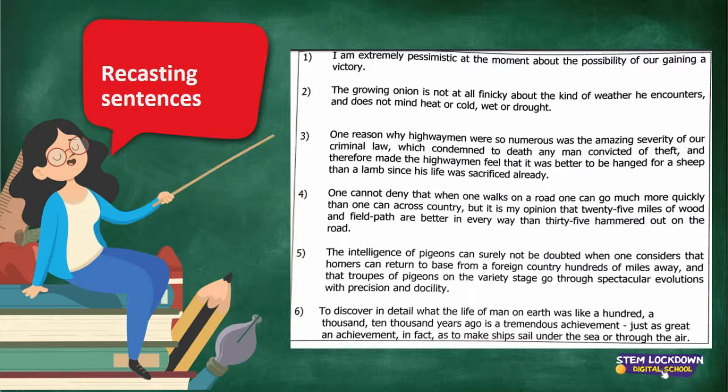Now I would like us to go on to the second one. The growing onion is not at all finicky about the kind of weather he encounters, and does not mind heat or cold, wet or drought. What is it that you see in this sentence?